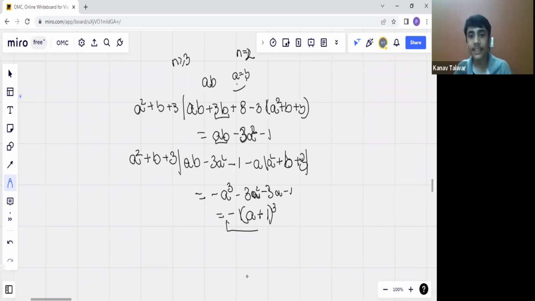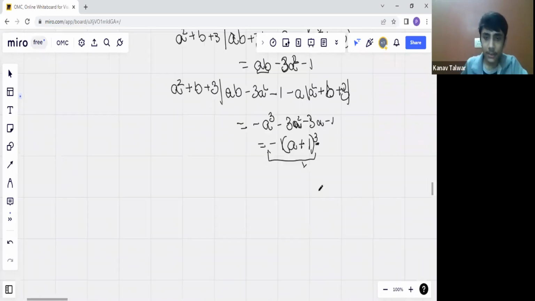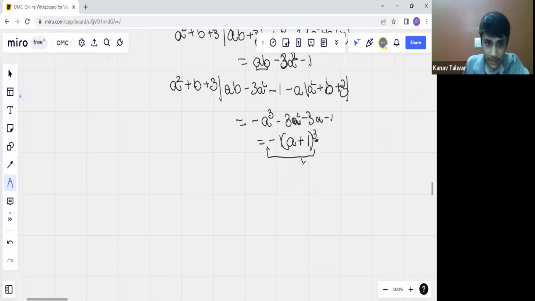Yes, so this is something super nice. We've got a perfect cube. This gives some significance to why we were given that a squared plus b plus 3 is not divisible by the cube of a prime, why this number is cube free. This gives some slight significance, and maybe we're on the right track. So let's do more with this. Essentially, the fraction is a plus 1 whole cube divided by a squared plus b plus 3.